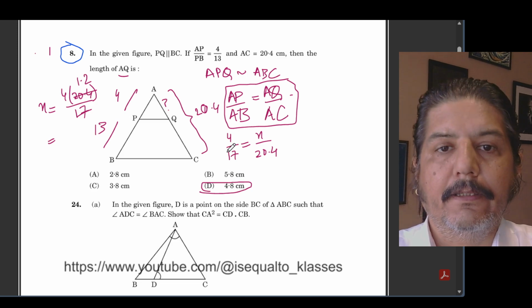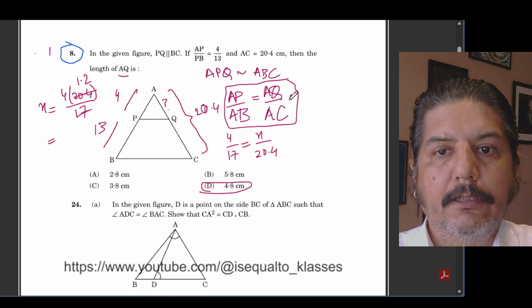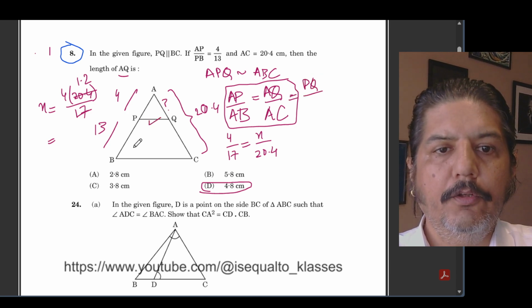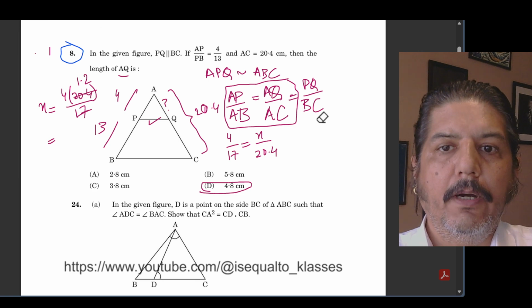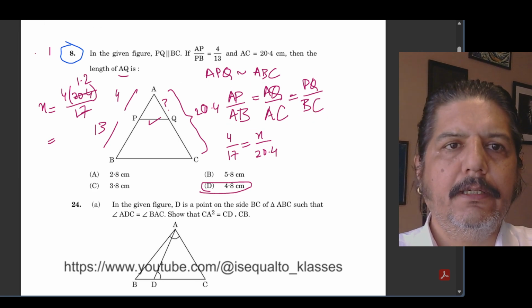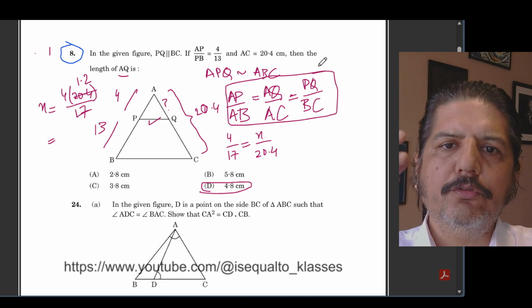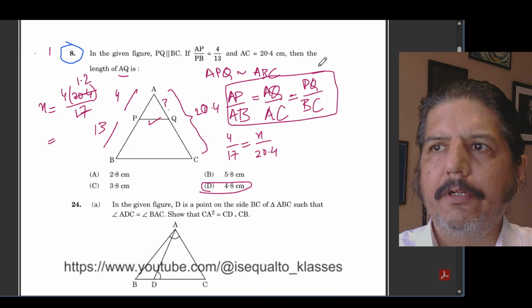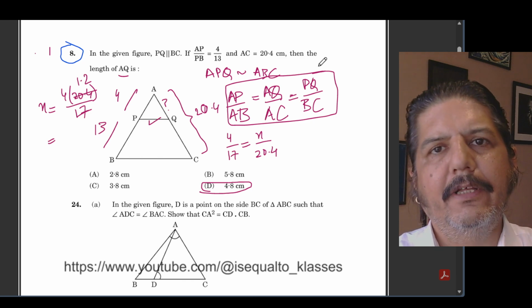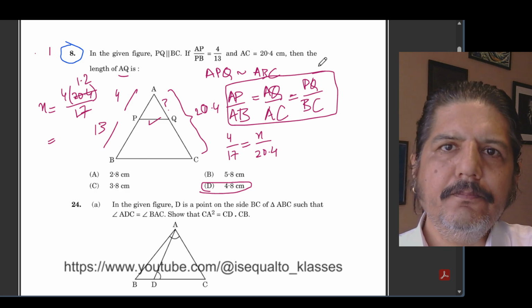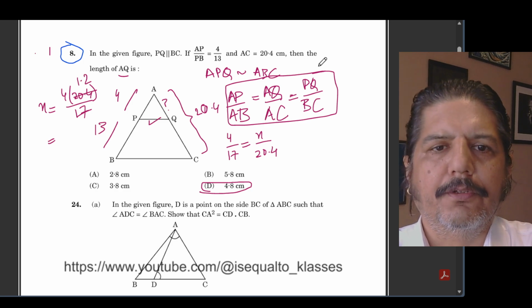I'll add another thing. The third ratio is PQ upon BC. My experience with the students has been that the ratios have to be taken very clearly. Once you have taken the ratios of the sides very clearly, then the rest of the question is usually very simple. Let's move to the next question.